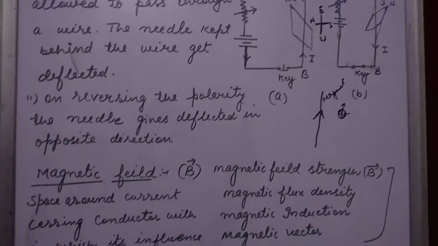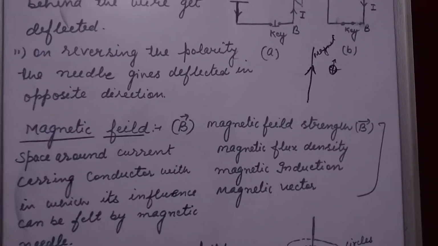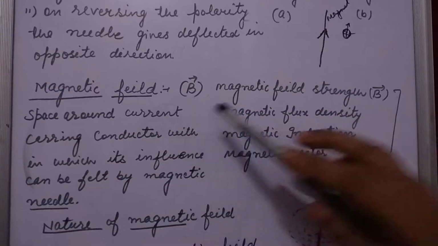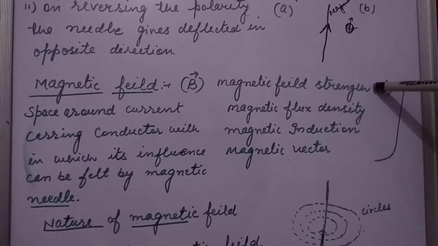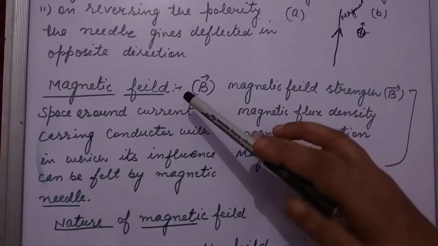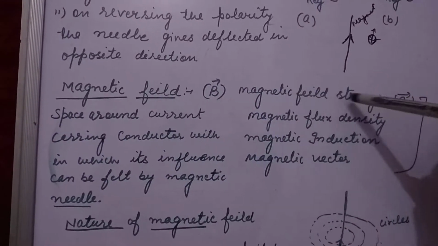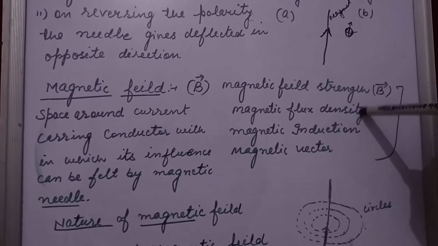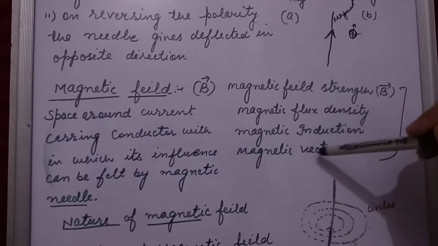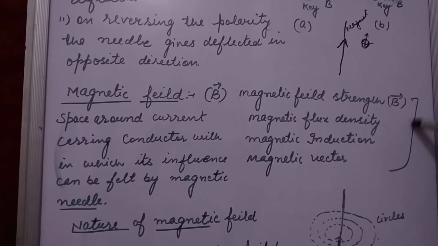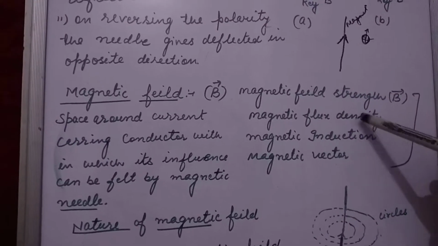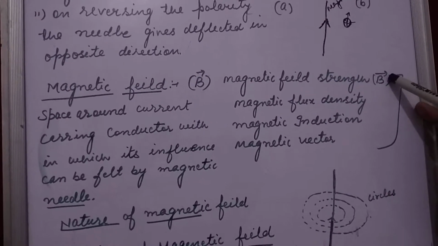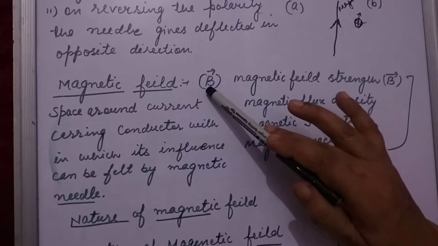Next is the magnetic field. What is the magnetic field? Another name for magnetic field is magnetic field strength, often simply called magnetic field. We can say magnetic field strength, magnetic flux density, magnetic induction, magnetic vector. All these are the same. It is denoted by B.